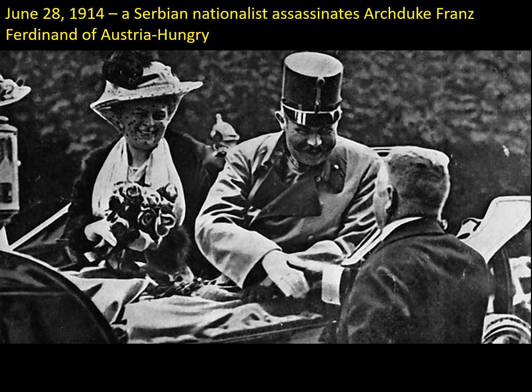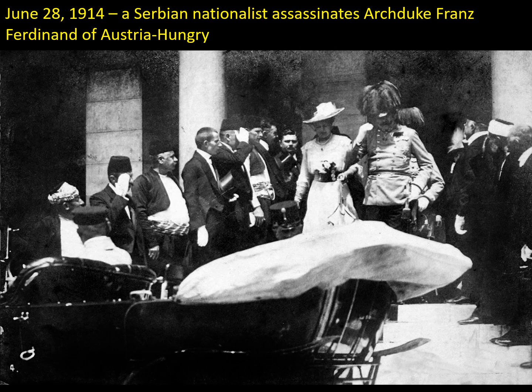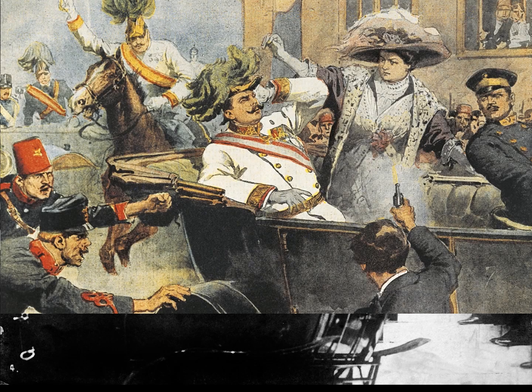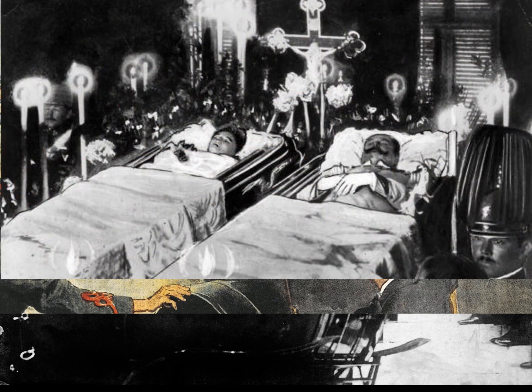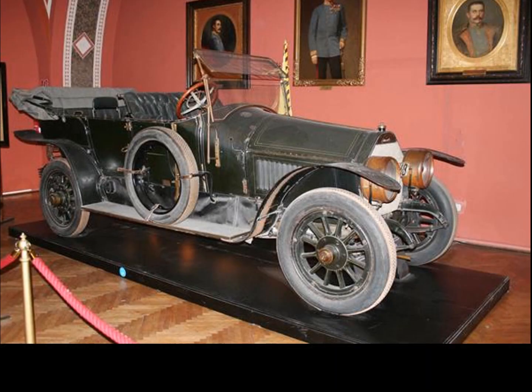On June 28, 1914, a Serbian nationalist assassinates Archduke Franz Ferdinand of Austria-Hungary. Here we see the Archduke and his wife Sophie heading to the car. Here's an artist's rendition showing the assassin firing 2 bullets, hitting both Franz Ferdinand and his wife Sophie. Both of them died in the assassination. Here's the car. It's in a museum in Austria.